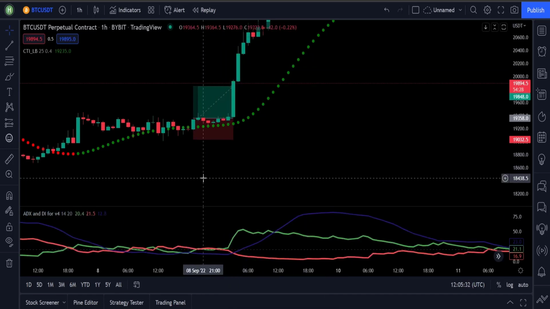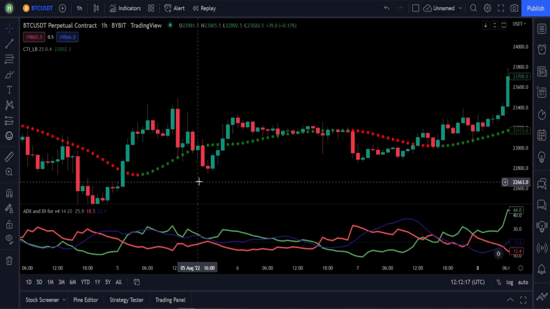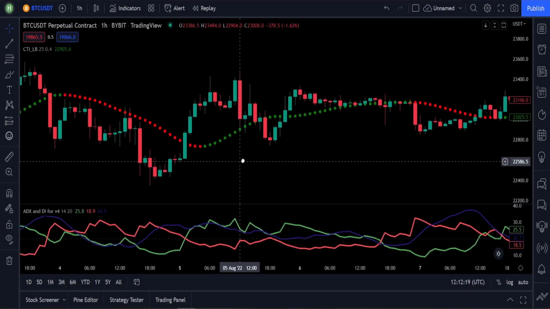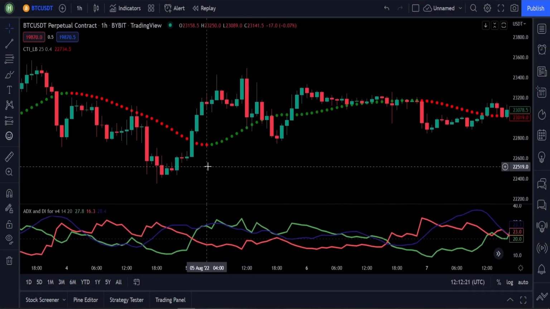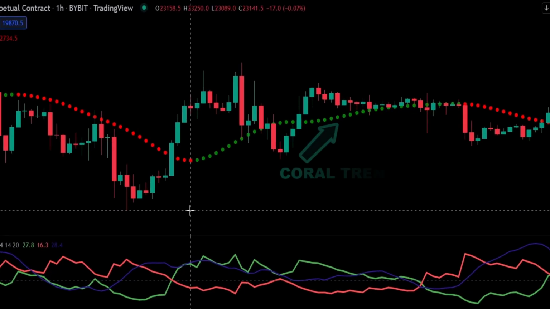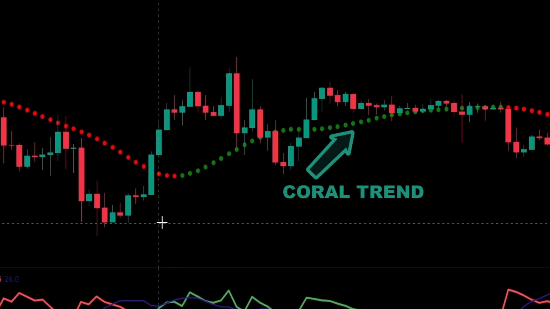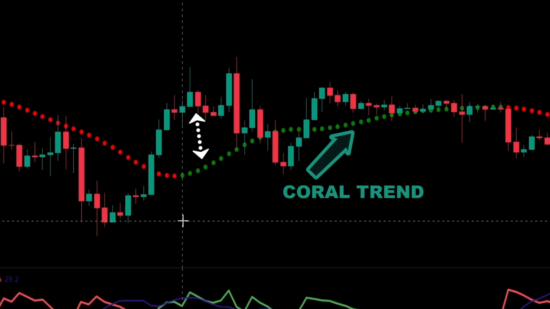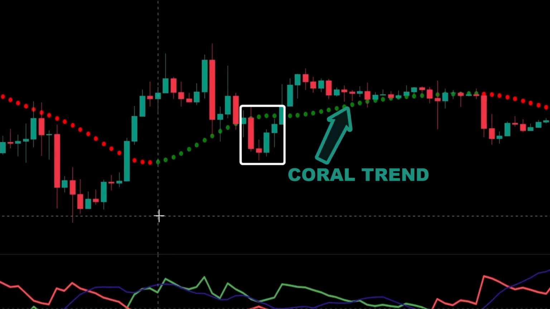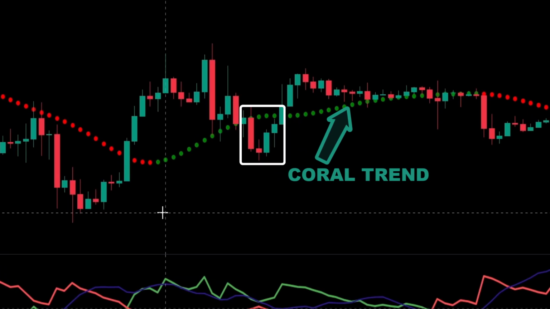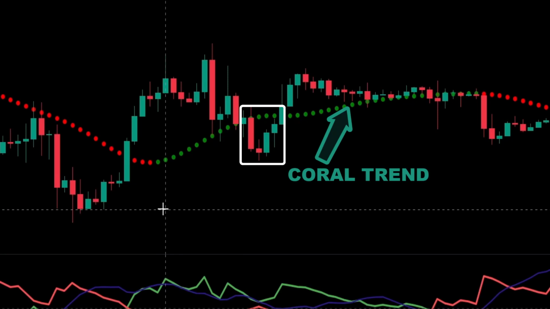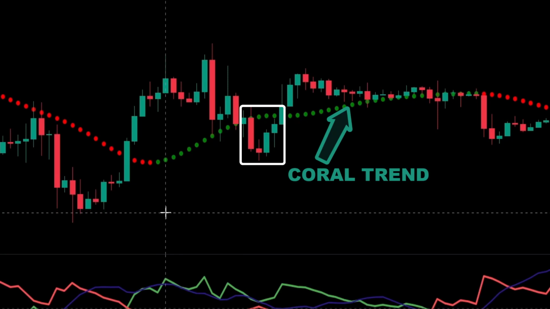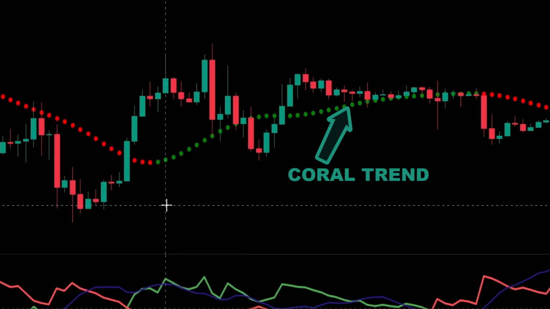Let's understand how to take long and short entries. A long signal is valid only when we have the following conditions met. First, the Coral Trend Indicator is green. Second, the price action is moving above it, and then it creates the pullback, like it's doing here. For the pullback to be valid, the price action must cross and close below the green dots. Also, at least one candlestick must be fully closed above the Coral Trend Indicator before the pullback.